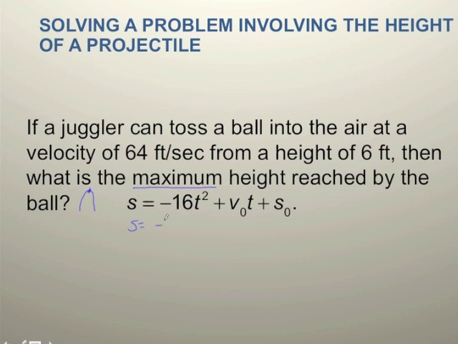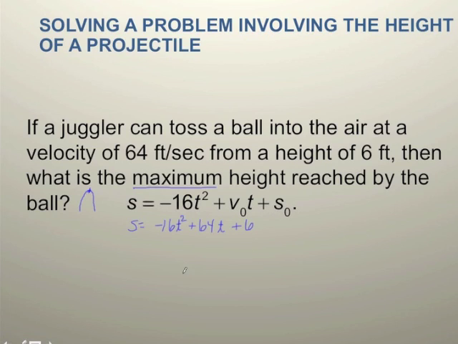S equals negative 16t squared plus 64t, where 64 is my initial velocity, and my initial height was 6. So this becomes the equation.